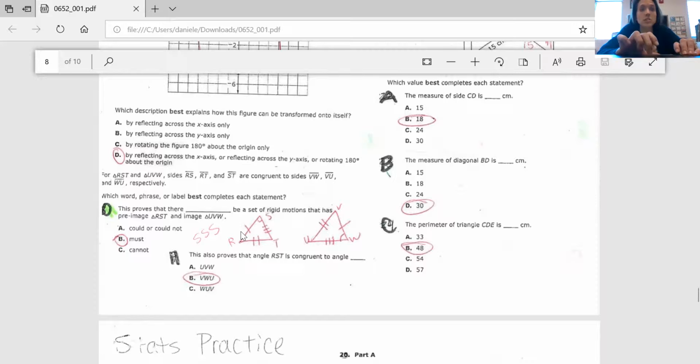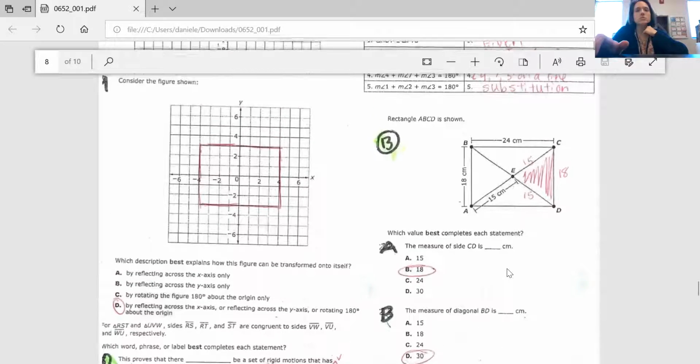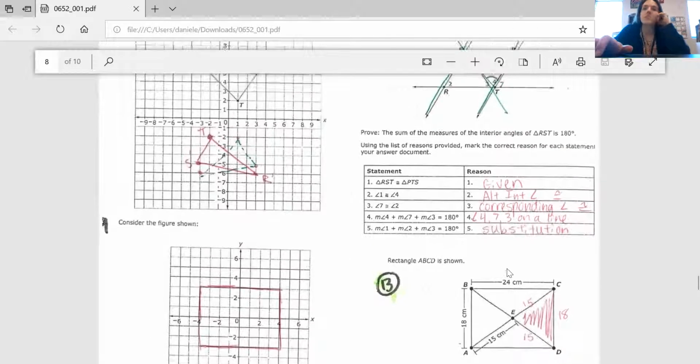Now, based on what they told me, these must be congruent because of side, side, side. To find what RST matches, I would just want to take that same path. R to S to T would match with V to W to U, making sure I'm going down the right sides. Back up here to number 12, filling in the proof.